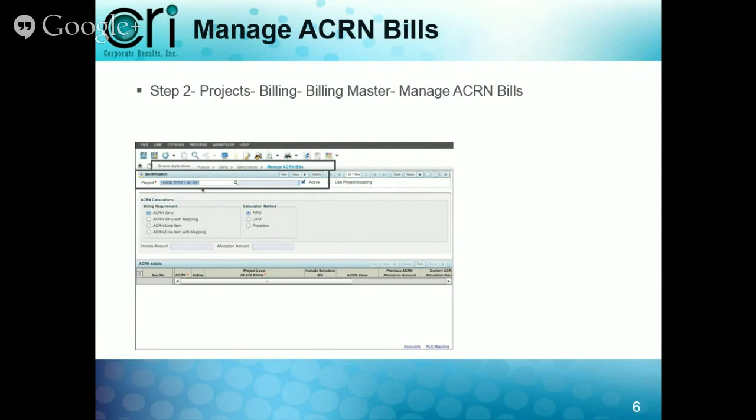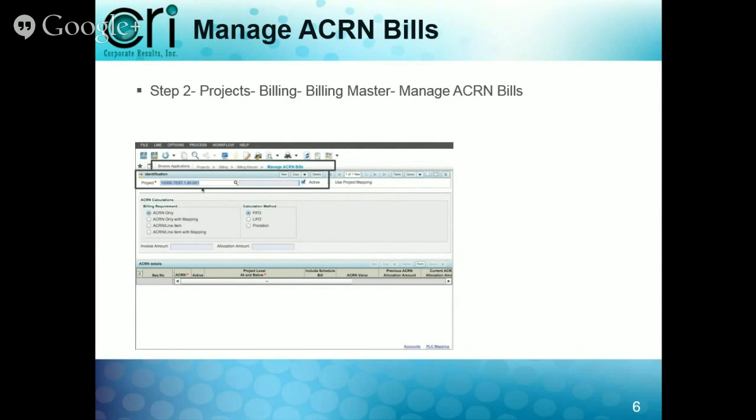Okay, so this is the screen where you're going to set up your ACRN billing rules that are going to be used when calculating the ACRN bills using the standard bill processing. That's what we're going to talk about today, the way we use ACRN with standard bills. To get to this screen, we go to Projects, Billing, Billing Master, Manage ACRN Bills. I want to make a note here that any bills that are manually entered in any fashion, as well as any progress payment invoices, are not eligible for ACRN calculations.